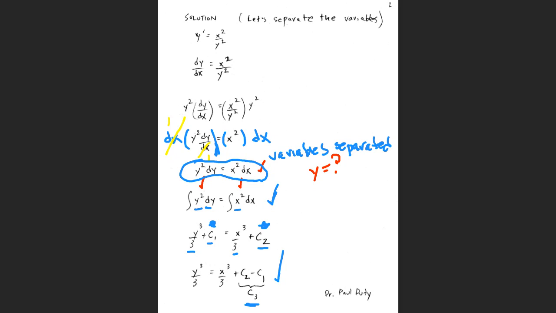Now we're not done yet. We're trying to solve for y. We want to know what y equals. Are there any questions before I go to the next page? All right, let's go to the next page.